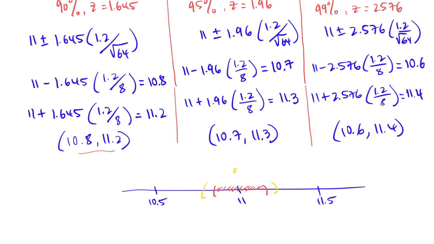And so the 95% confidence interval is now larger than the 90% confidence interval. And lastly, for the 99% confidence interval, the lower bound 10.6 is less than 10.7, and the upper bound 11.4 is more than 11.3. And so the 99% confidence interval is wider than the 95% confidence interval. And so we observe that the larger the confidence level, the wider the confidence interval.